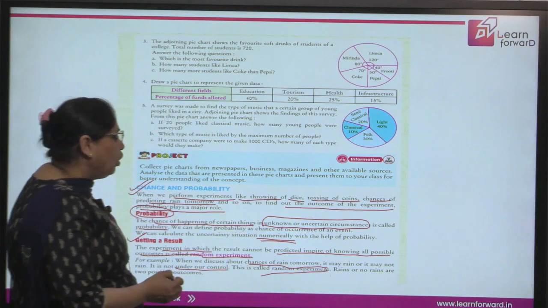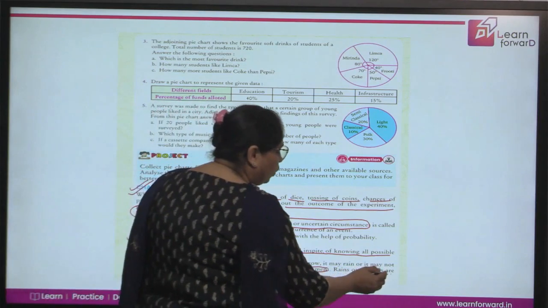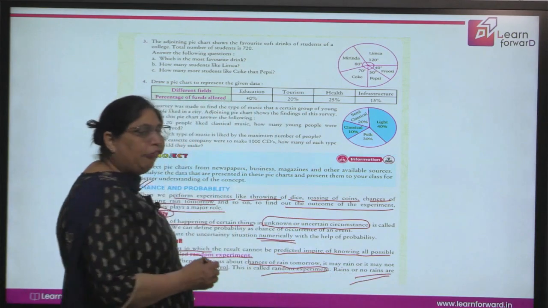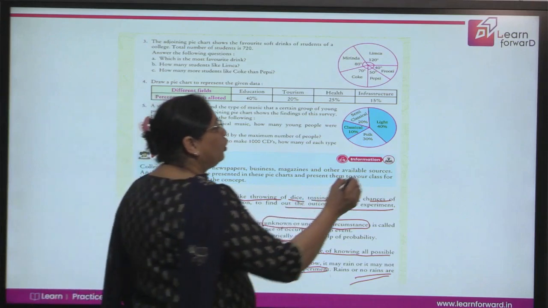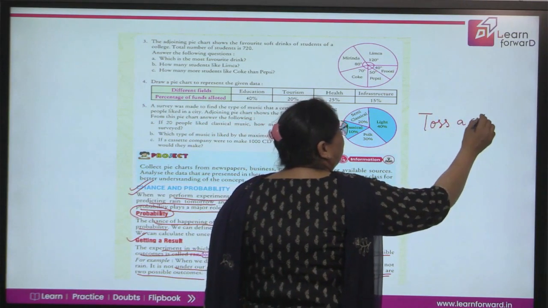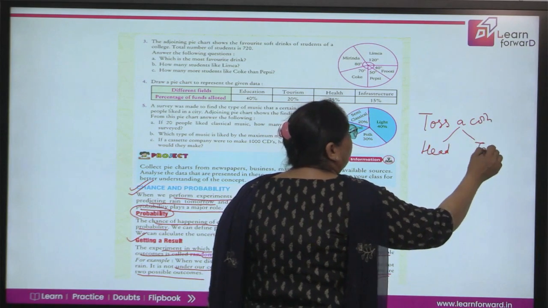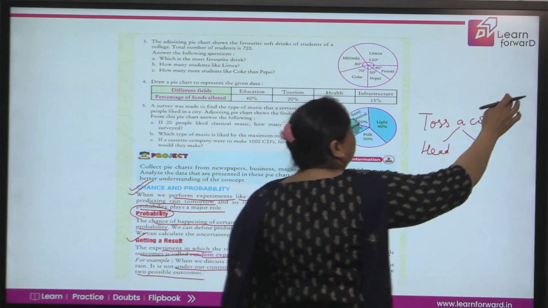That is, rain or no rain are two possible outcomes. Let me explain again with tossing a coin. When we toss a coin, we don't know whether a head comes or a tail comes. So it is also a random experiment.